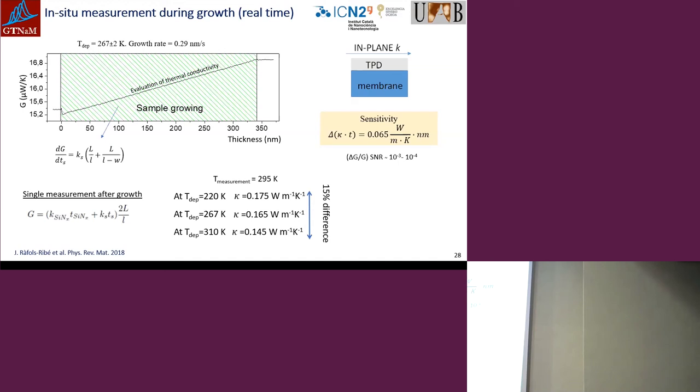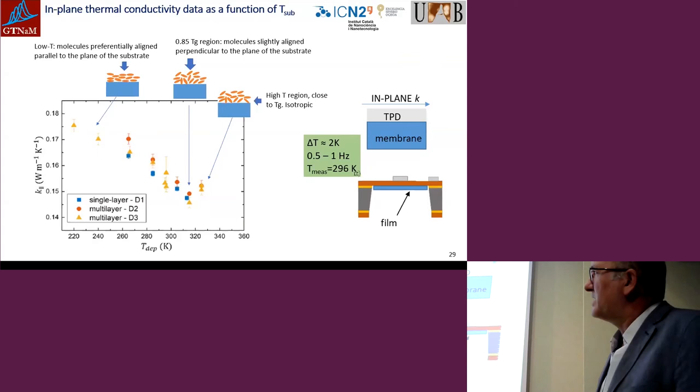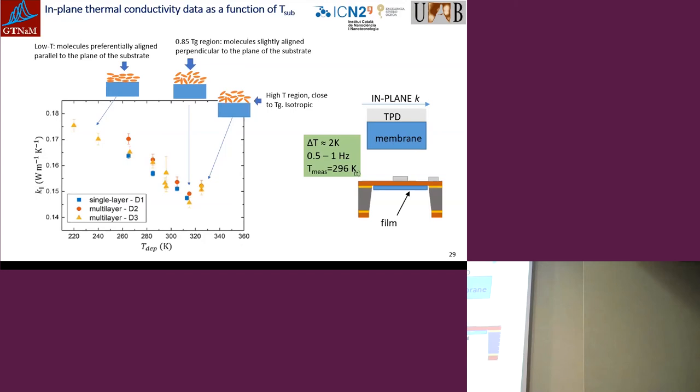The sensitivity when we go to conductance is very high. So we have 0.065 per nanometer, and the noise to signal ratio that we can reach is 10 to the minus 4, even 10 to the minus 5. Okay, so this is the data. This is the in-plane thermal conductivity. So we have the thin film, and we measure the heat flux in this direction. So we measure the in-plane thermal conductivity.